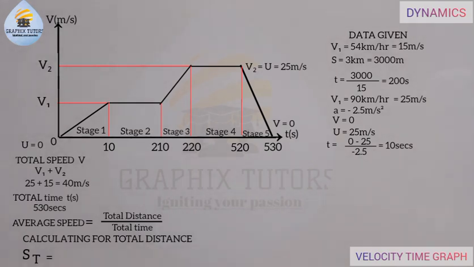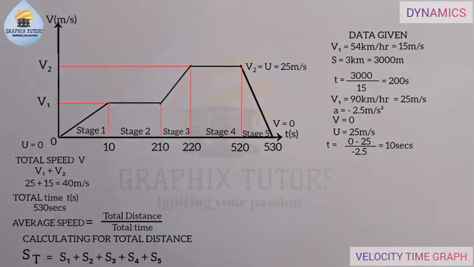So the total distance traveled will be, we use S for distance, S1 plus S2 plus S3 plus S4 plus S5. So it means the addition of distance at different stages of motion, right? So when you do that, now we'll apply this.